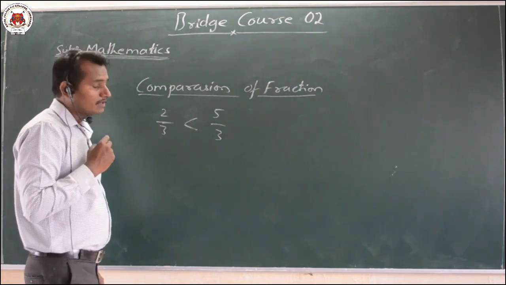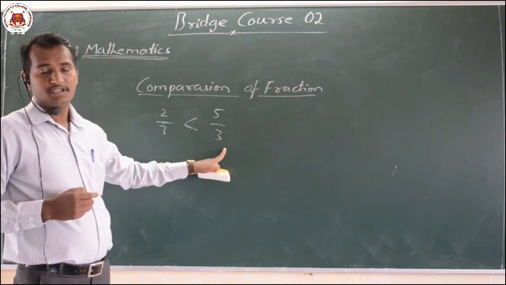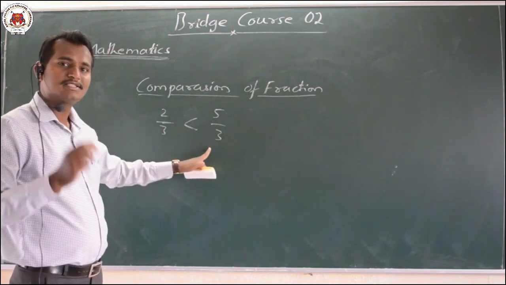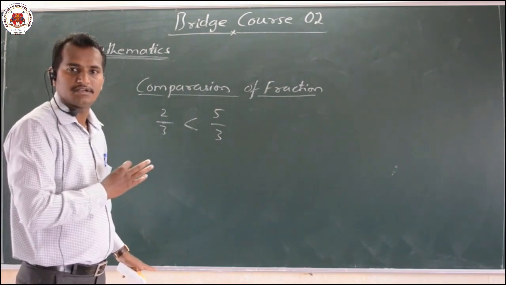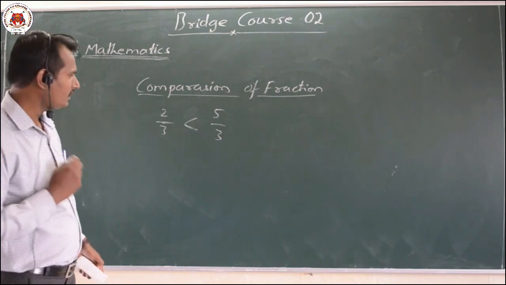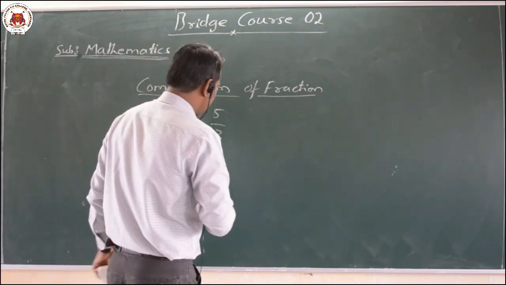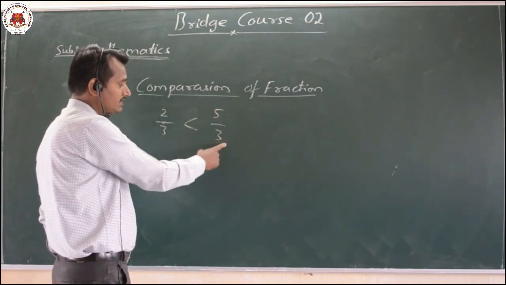Now sometimes what happens, the denominators are not the same. In such cases, what do we have to do? We have to take the LCM and just multiply it. That's all, and then we can arrive at our required result. For example, here the denominator was the same, therefore I directly concluded that 5 by 3 is greater than 2 by 3.